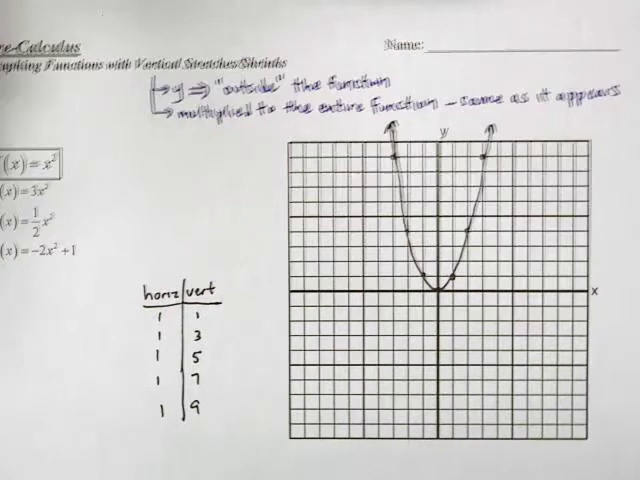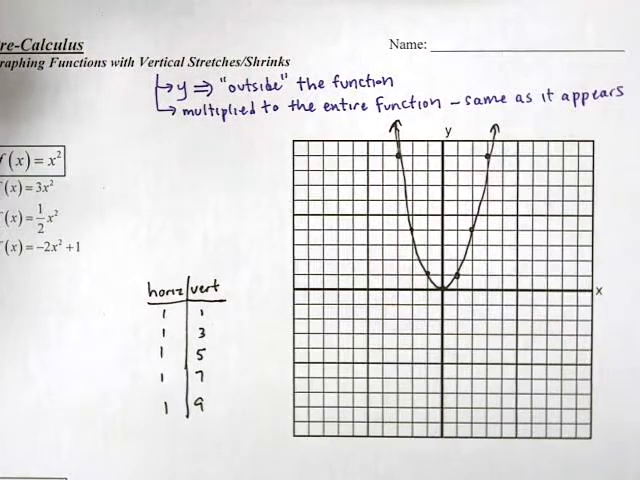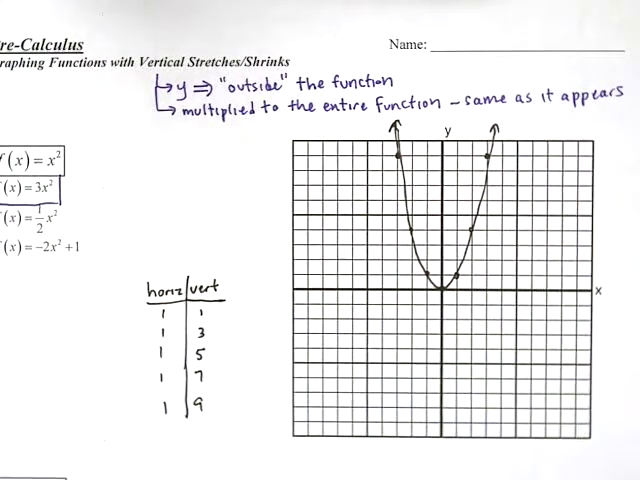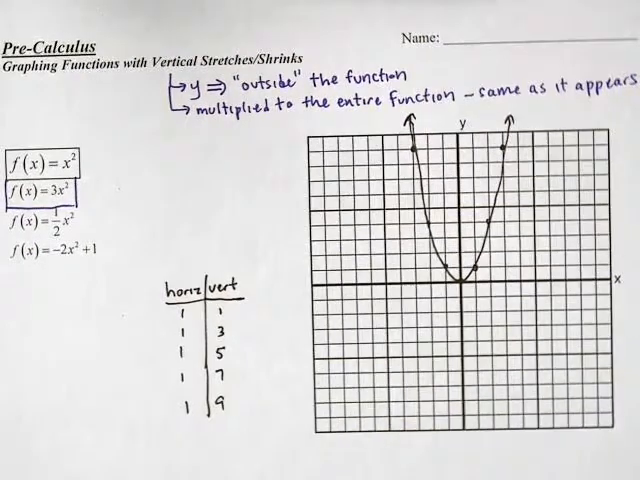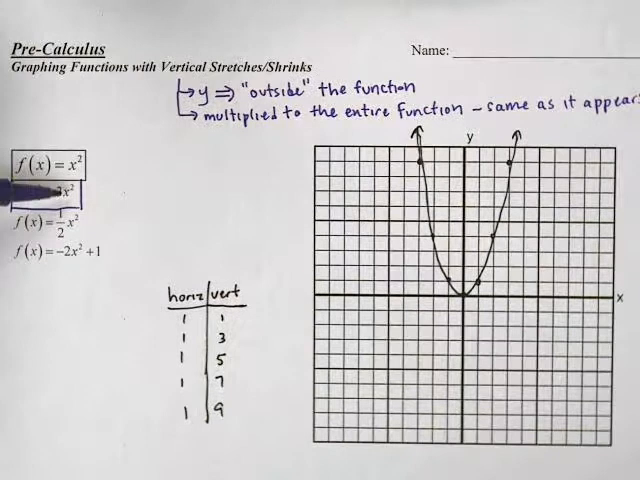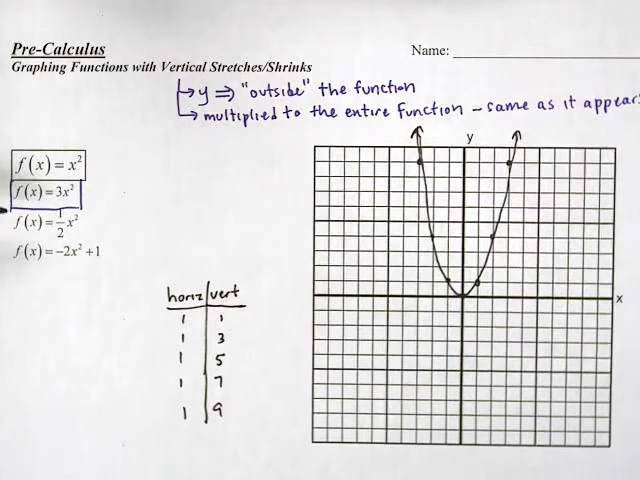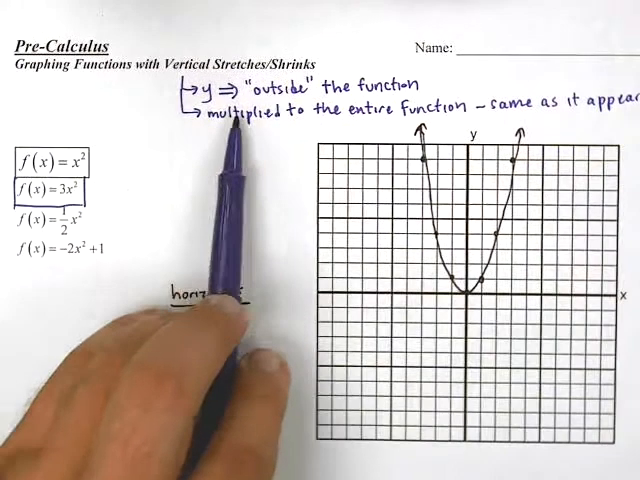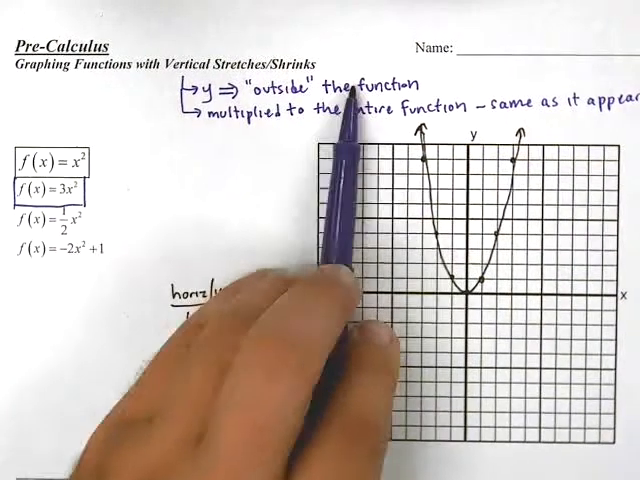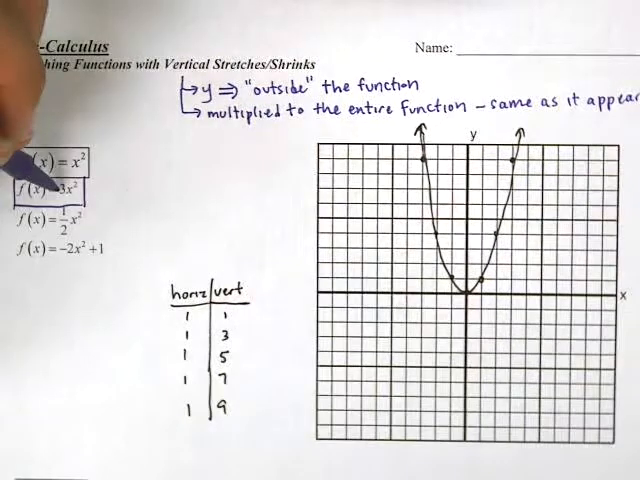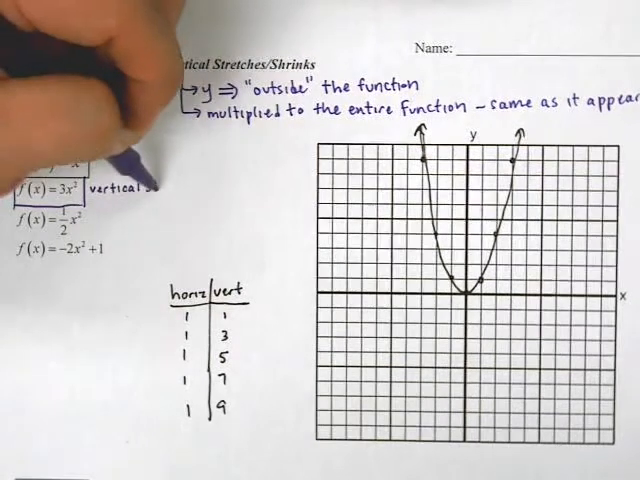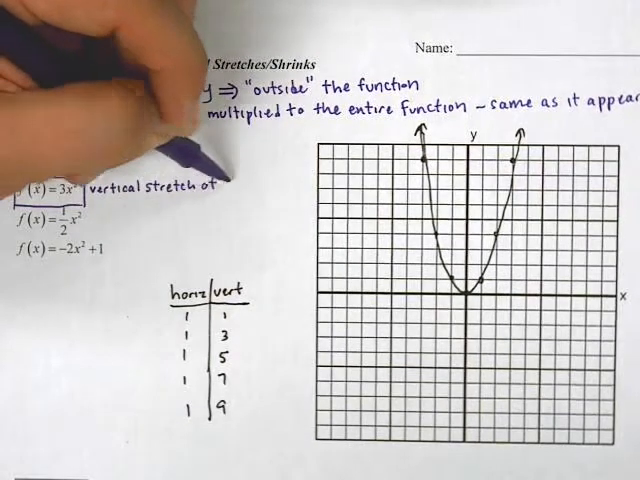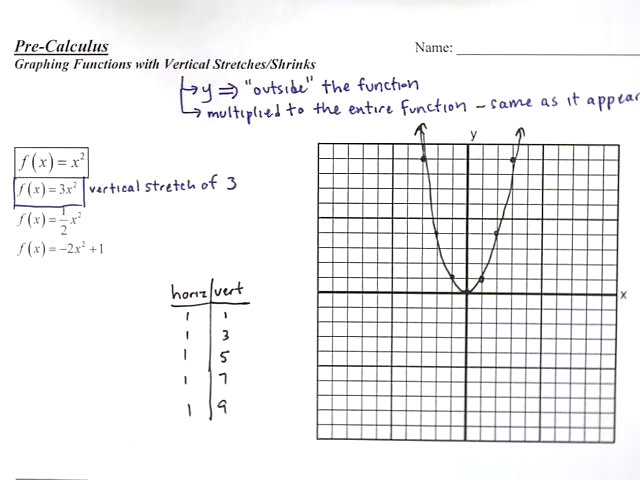The reason we need to is because we are going to take our next function, f of x equals 3x squared, and sorry, that's off a little bit. And we're going to realize that what's happening, we still have the x squared function, but we are multiplying a 3 outside the function. Now we just talked about it. Multiplying to the entire function, it's outside the function. It's exactly how it appears. This is a vertical stretch of 3, okay, because it's being multiplied by 3.